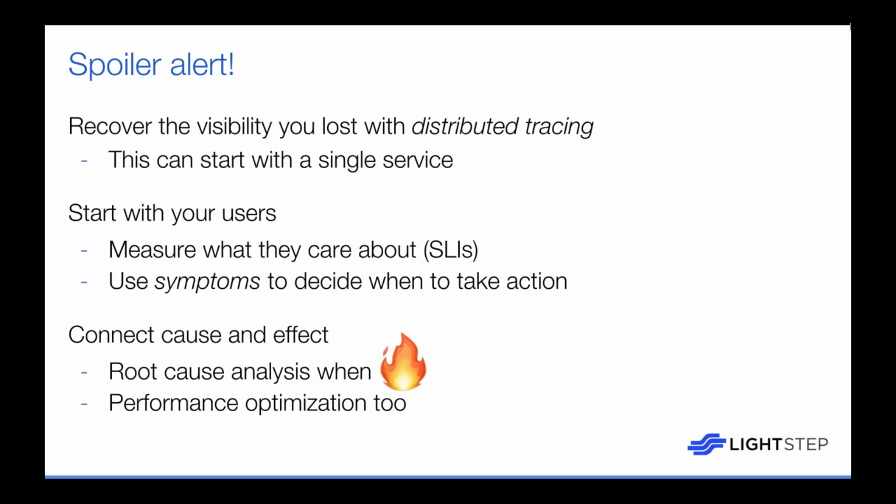Second, I want to start with your users and understand what they care about and how that maps into things like service level indicators, and how we use symptoms to decide when to take action. And finally, once we've decided that we need to take action, how do we connect cause and effect? Whether that's performing root cause analysis when something's on fire, or when we're trying to be a little bit more proactive and maybe planning some performance optimization work.